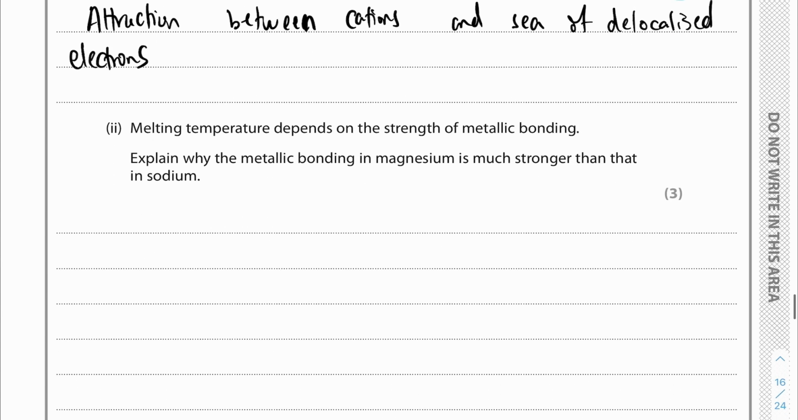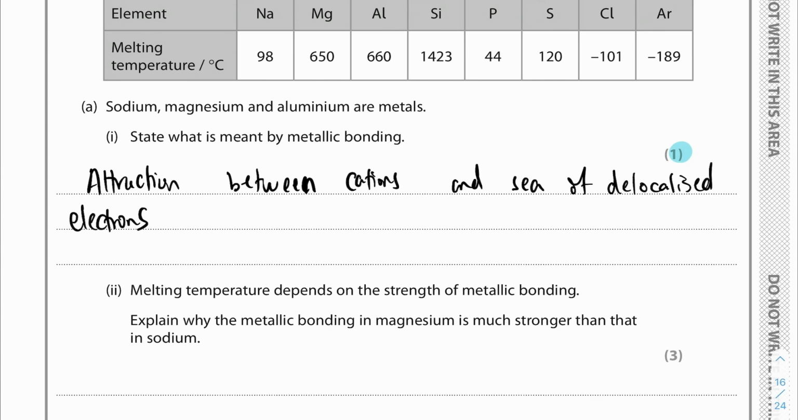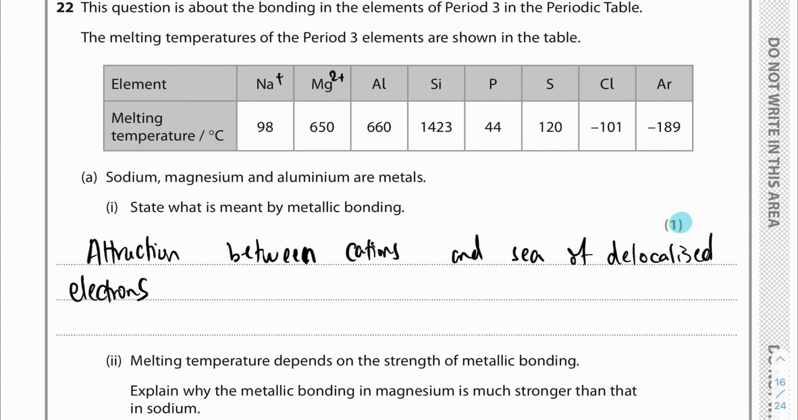Melting temperature depends on the strength of metallic bonding. Explain why metallic bonding in magnesium is much stronger than that in sodium. Now this is very simple. What charge does Na have? It has Na plus charge, and Mg has 2 plus charge, right? So we already know that magnesium has a higher charge, and because it has a higher charge, it probably has a smaller ionic radius. What else do we know?